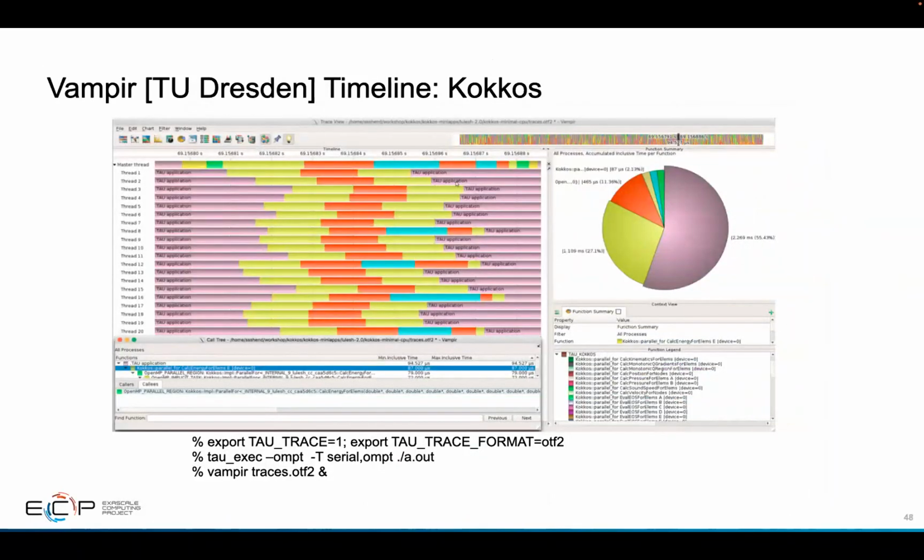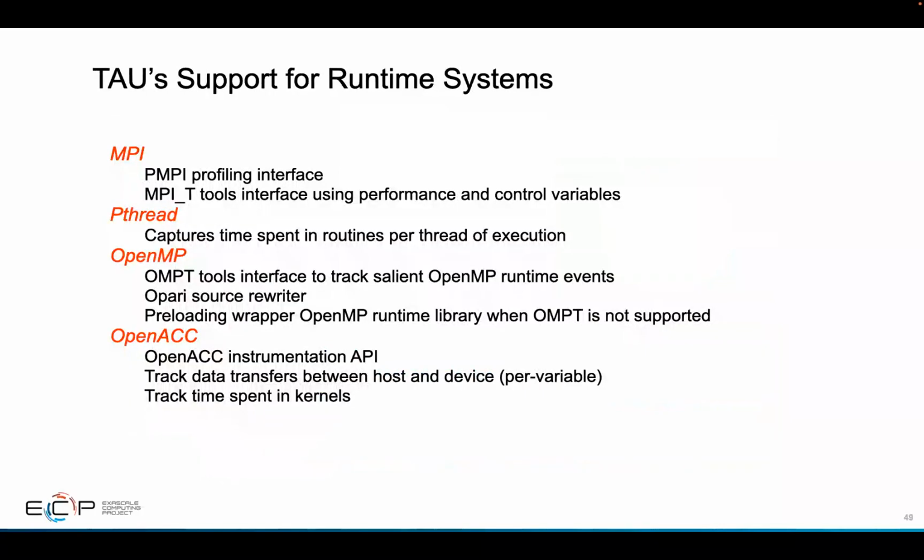This is a view of Vampir, the trace visualizer from TU Dresden, with Kokkos runtime system. And we have support for many other runtime systems. Now we of course support MPI, where we support the PMPI as well as the MPI tools interface. You'll hear about the MVAPICH tool that provides access to TAU for key events through the MPI tools interface, where we can see the performance variables going right deep into the MPI runtime, as well as having support for control variables where you can modify what the MPI runtime is doing.